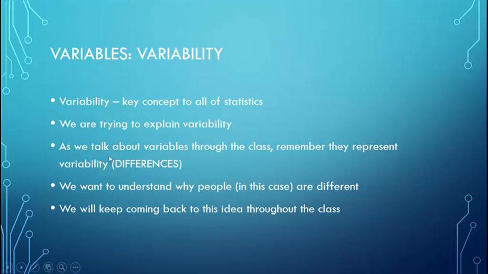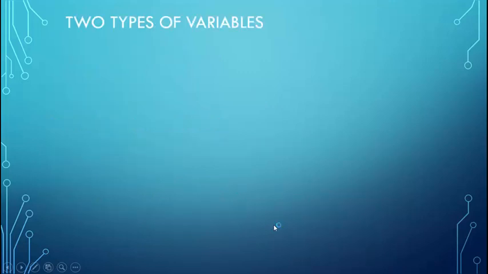why people are different. As we talk about variables through the class, remember that they represent variability or differences, and we really want to understand why people, in this case, since we're in a psychology class, are different. Why do people have different IQs? Why do people have different GPAs? Why do people have different levels of anxiety? Whatever it is, we're really interested in variability, and we'll keep coming back to this idea throughout the class.